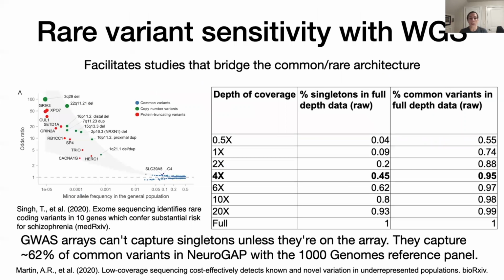So one really big advantage with low coverage sequencing data is that we can actually detect rare variants. So we're sensitive to detecting these variants with whole genome sequencing data, where we actually can't identify these in GWAS arrays. And this is really important.